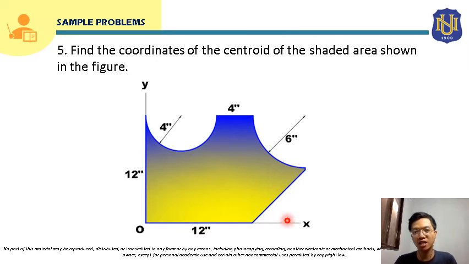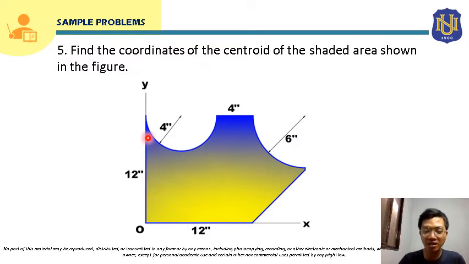But the problem here is that these shapes are actually not part of the shaded area, right? So what we're going to do here is consider the entire rectangle. So this is the entire rectangle, right? And what we're going to do is subtract this semicircle, this quarter circle, and this triangle to solve for this composite area, right?